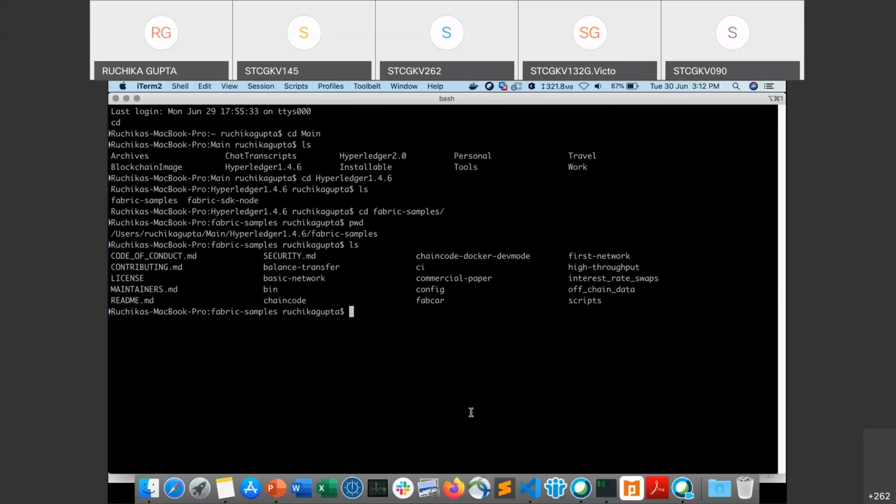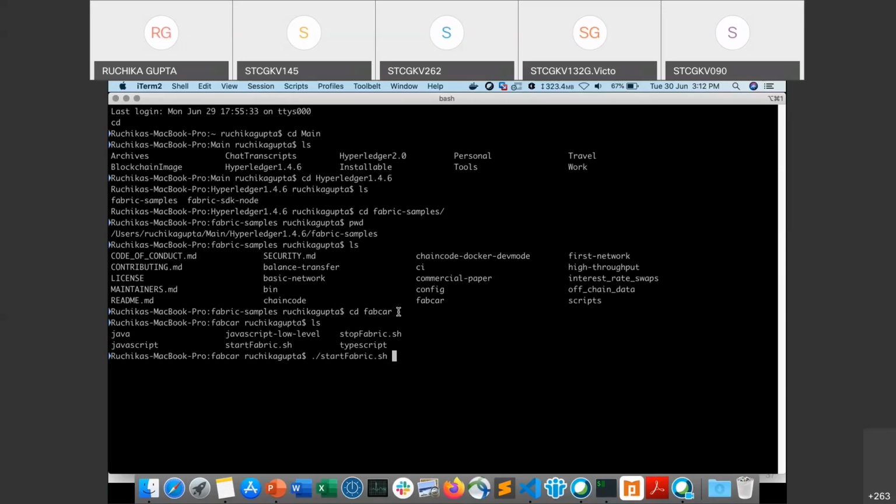Now my Docker is running and I will go to my FabCar sample. Is the screen size okay, or do you want me to change the colors? To start with, I will just run ./startFabric. The same thing you can do with the Ubuntu image that I have shared. I think it already has the Fabric samples downloaded. You just have to run ./startFabric on it, and it's going to do things.